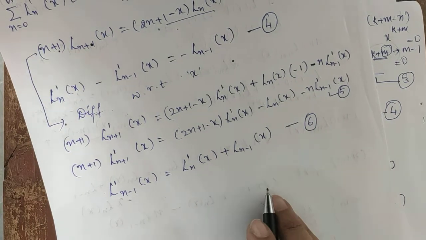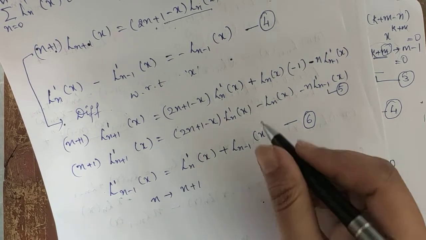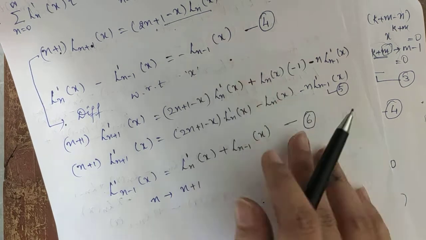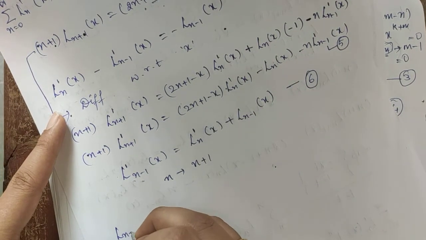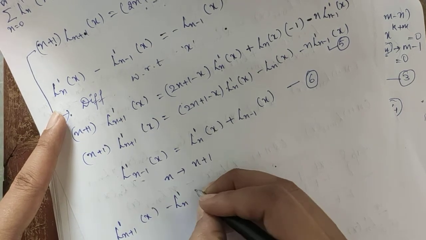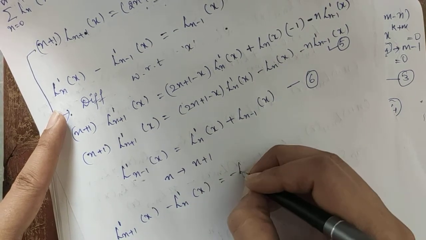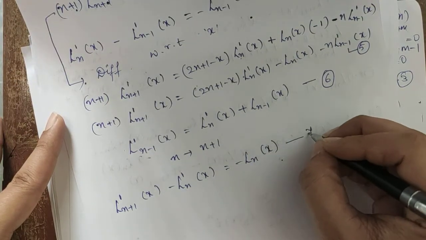Now replace n by n plus 1 in your equation number 4. Okay. So if you replace n by n plus 1, you will get L(n+1)'(x) − Ln'(x) = −Ln(x). Call this equation number 7.